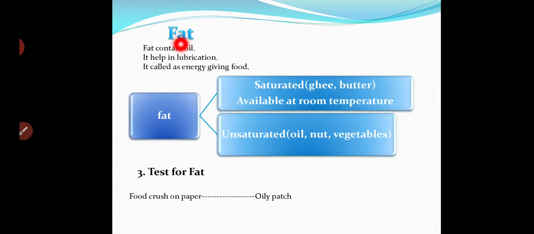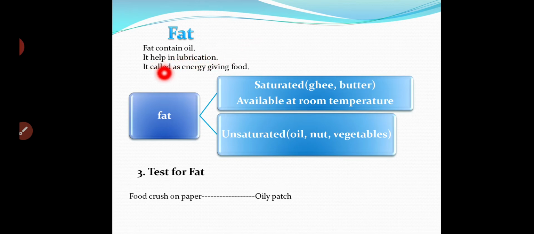Now the next one is fat. Fat contains oil, so it helps in lubrication. At the joints of our muscles we have lubricants. So even for our health, for our body, we need oil. We are not supposed to neglect oily food, because somehow it is important for our body.